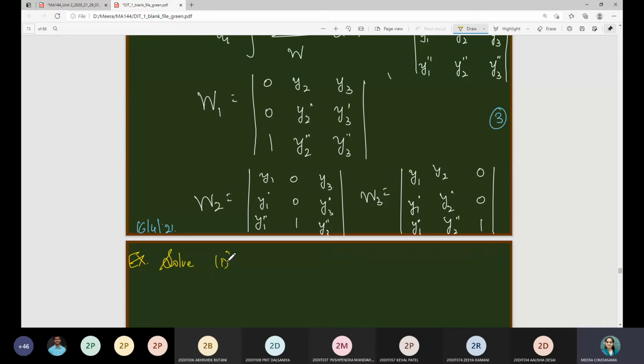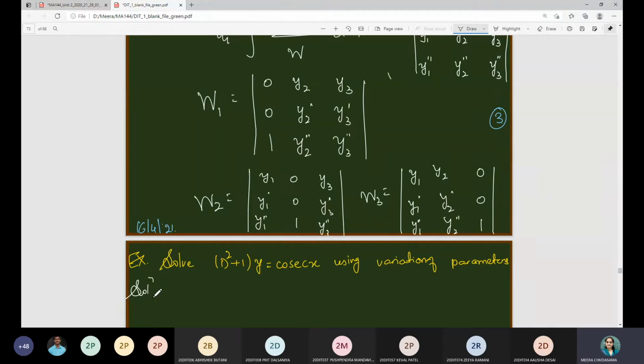Solve (D² + 1)y = cosec x using variation of parameters, right? So it is this one. So let us start solving it.